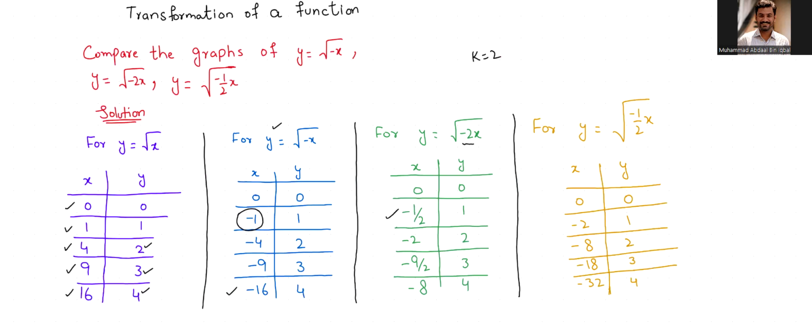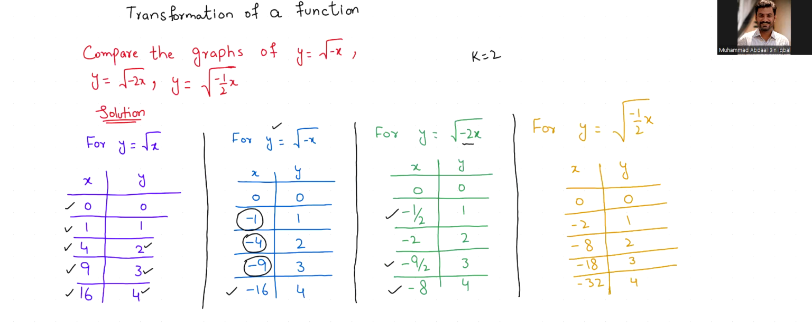Okay. Similarly, we multiply -9 with 1 over 2, we get -9 over 2. 1 over 2 by -16, we get -8. If we plug in all of these values of x is equal to 0, -1 over 2, -2, -9 over 2, -8, we get the same values for y: 0, 1, 2, 3, 4.